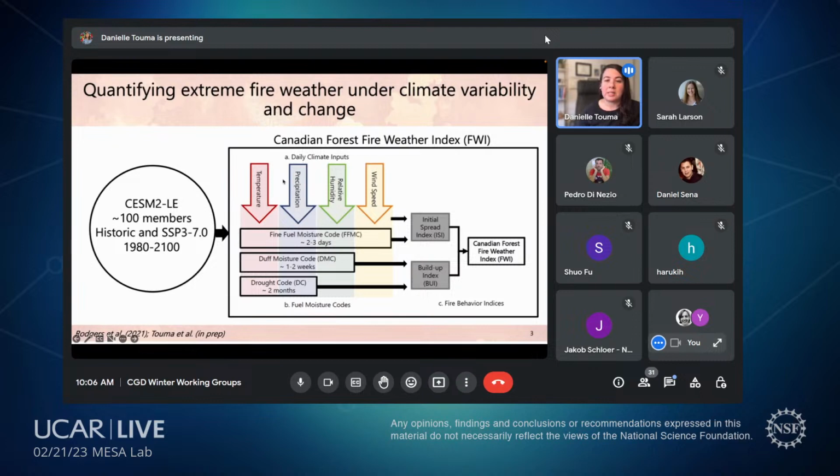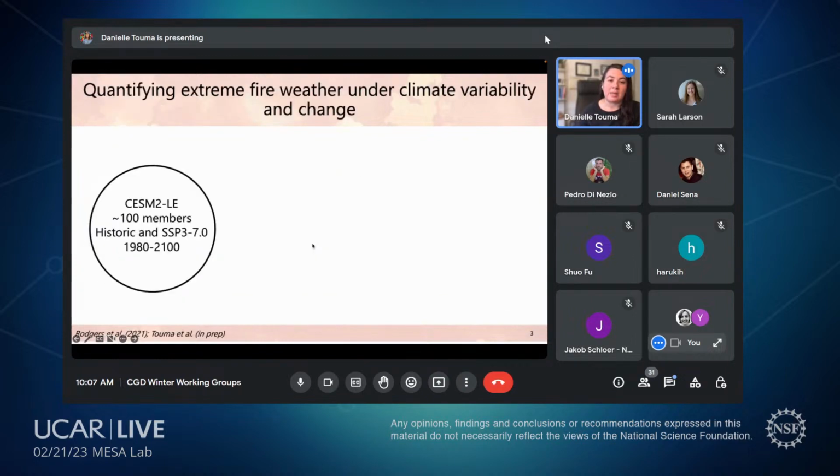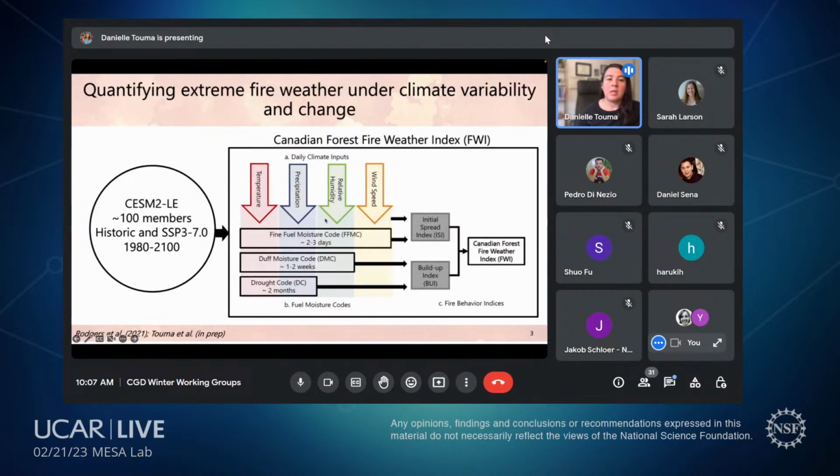This is an index that takes daily climate inputs: maximum temperature, precipitation, relative humidity, and wind speed. And then we calculate 3 different moisture codes that represent drought conditions on daily to monthly timescales, and then we also calculate 2 indices, and then finally get the Forest Fire Weather Index. And this index, basically, we have a daily value, and that tells us how likely a fire is to spread and how large that fire could possibly get.